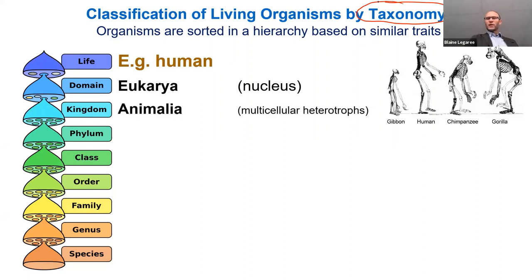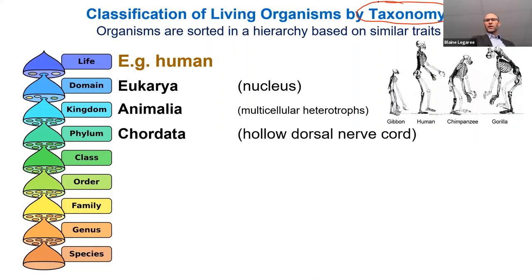We're animals. So what is an animal? An animal is a heterotroph. That means we feed on other things, and we're multicellular. By the way, fungi can fall into that category, at least some of them. But there are other things about animals. For example, we can move around. We're motile, and there are a number of characteristics that make us animals.